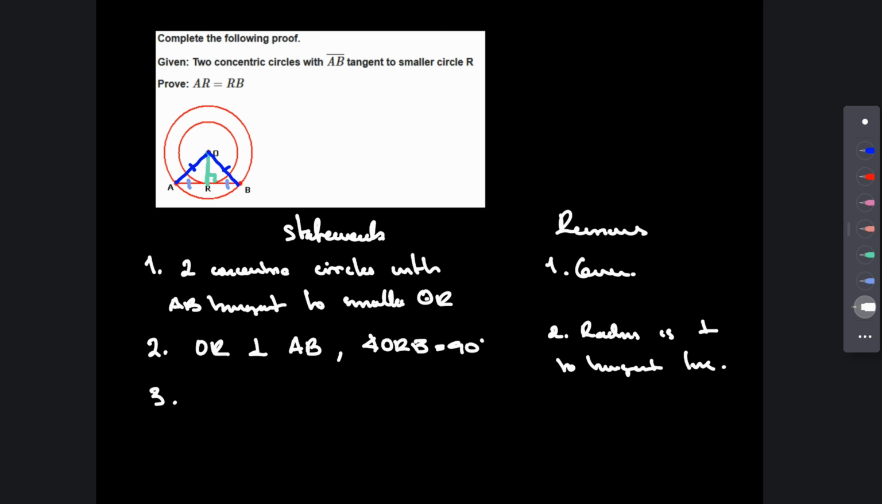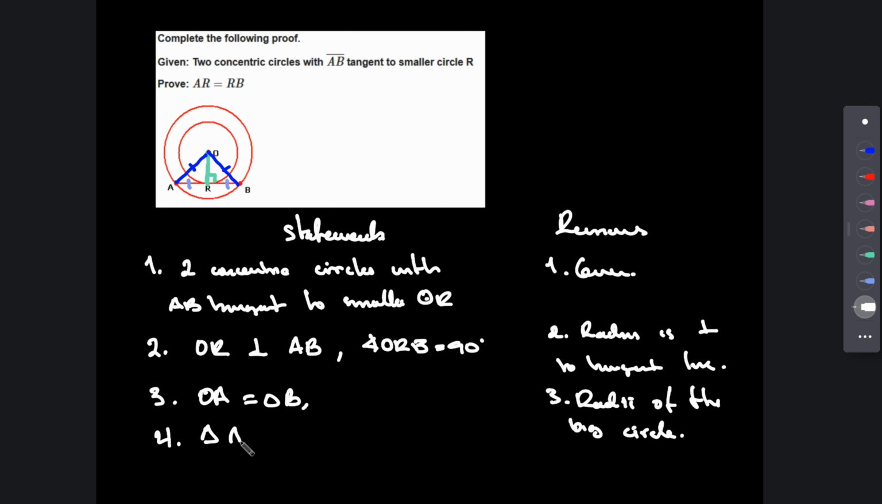Okay, but radii OA and OB are radii of the big circle, so they're congruent. So OA is equal to OB, right? The radii of the big circle, right? Whoops, circle. All right. And since they're equal because they're radius, then like I said, we have two right triangles, right? And by hypotenuse leg, the triangles that we just formed are congruent.